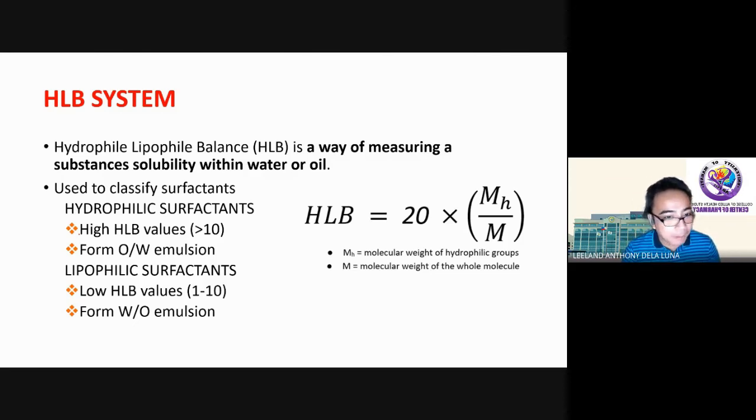Now class, ang HLB value natin, if the HLB value class is greater than 10, then I can say that my surfactant is better suited for making oil in water emulsions. Okay? Now, if the HLB value class is between 1 to 10, then I say that it's better, mas maganda siyang gamitin for water in oil emulsions. Sorry, clear?